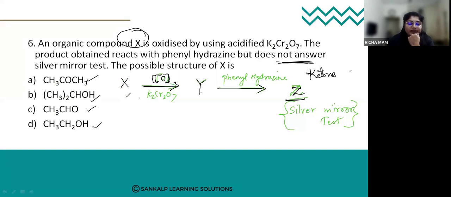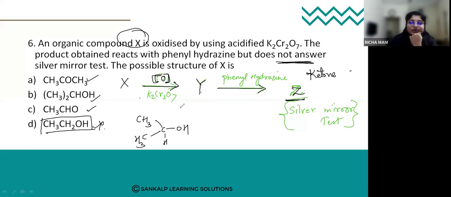So this is CH3 C CH3. We know that whenever we have a secondary alcohol, oxidation gives a ketone, right? So the possibility of primary alcohol is least. Why? Because a primary alcohol, after oxidation, will give you an aldehyde. So now we have to take a secondary alcohol.